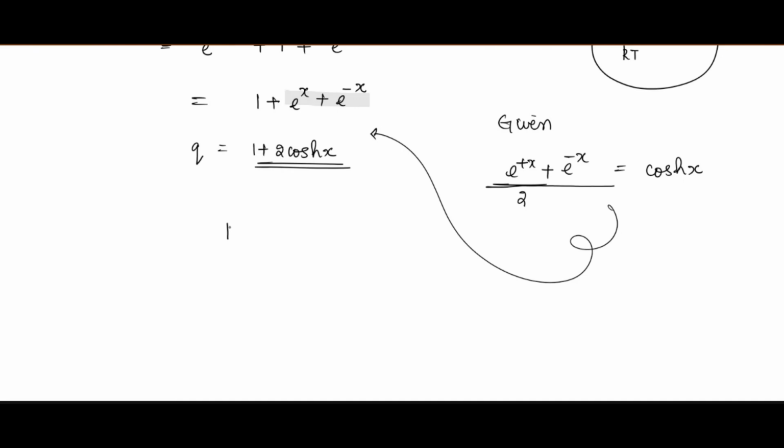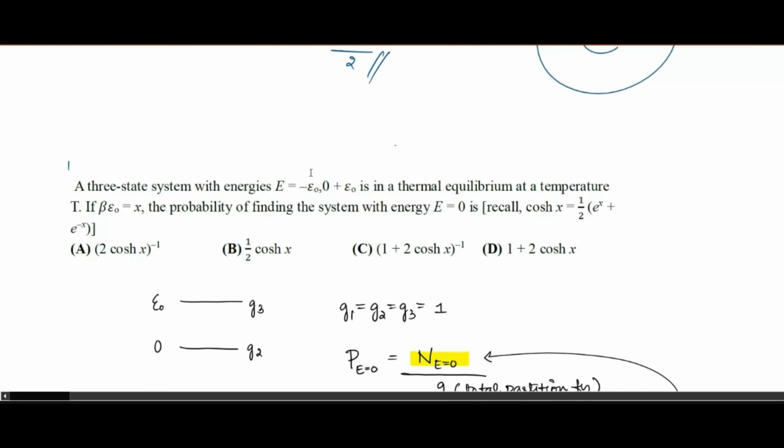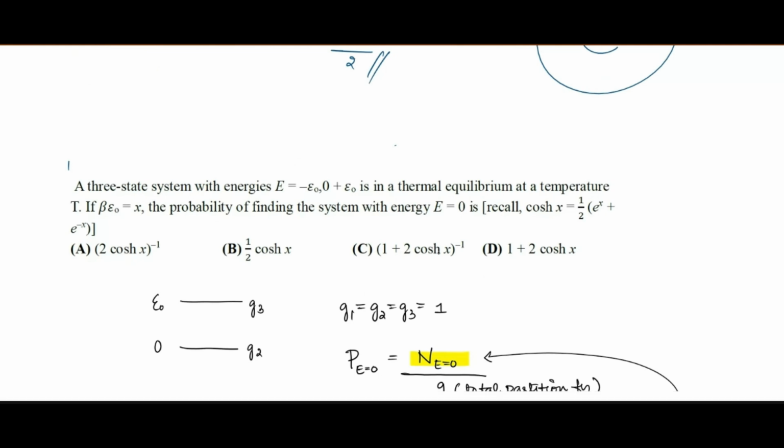What I needed was the probability. I got that probability is the inverse of q, which is 1 plus 2 cos hx in the inverse. Okay, so that is my option C. 1 plus 2 cos hx in the inverse, option C.